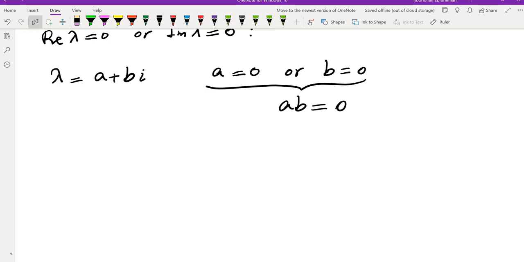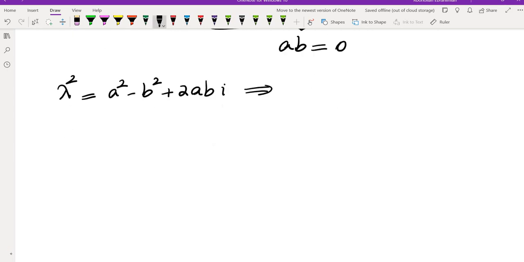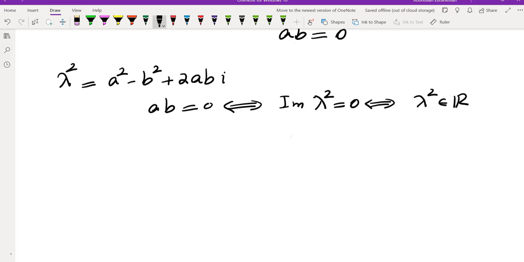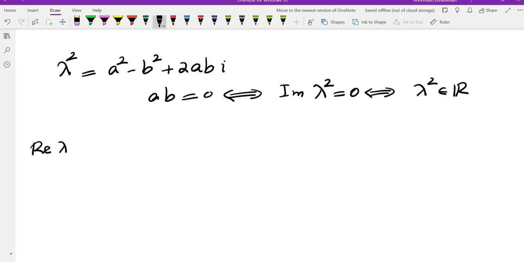Now, I thought about this a little bit and I realized that if I square lambda, I get a squared minus b squared plus 2abi. So if I say ab equals 0, that's the same thing as saying the imaginary part of lambda squared is 0, which is the same as saying lambda squared is in R. So in other words, real part of lambda is 0 or imaginary part of lambda is 0 is the same as saying lambda squared is in R.